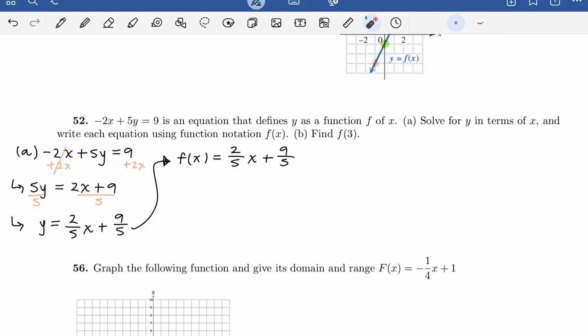So again, with function notation here, we're just emphasizing that this output value depends on whatever we plug in for x. So we replace this y with f of x to write it in function notation.